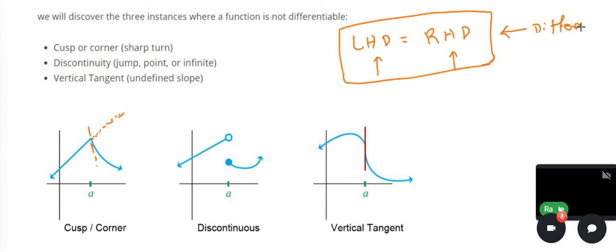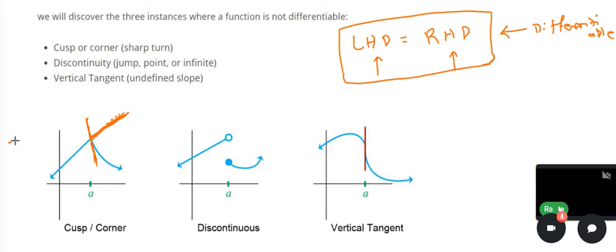That is, the left hand derivative is equal to the right hand derivative. We're going to see more of this mathematically in the coming slides. We will discover the three instances where a function is not differentiable. So coming back to this one, you can clearly see the tangent. If you have to draw this, this is how the tangent looks. And for this curve, at the point A, the tangent is going to look like this. Do you think that the slopes of these two tangents are equal? No, right? They don't.